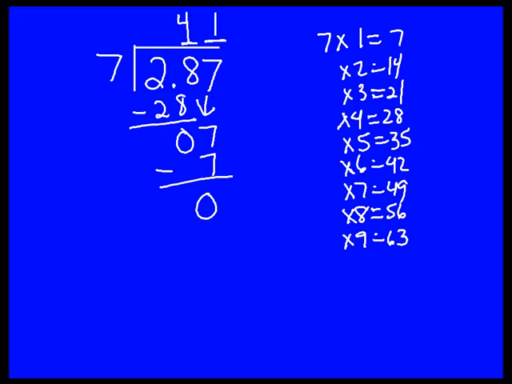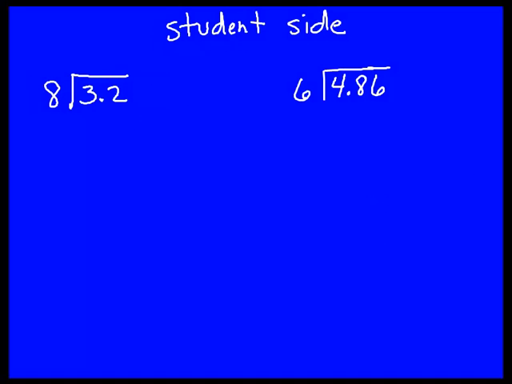So I just divided traditionally, didn't even worry about the decimal. Now I need to put the decimal back into my answer. So I'm just going to move the decimal straight up. My answer is 41 hundredths. And remember, you can check all of your answers by multiplying the quotient times the divisor. And we know how to multiply decimals, so that would be very easy for you to do. Now, on the student side, you're going to practice doing these 2 problems, and we will talk about them in class.